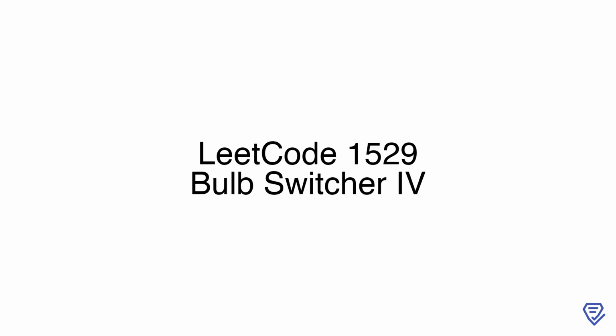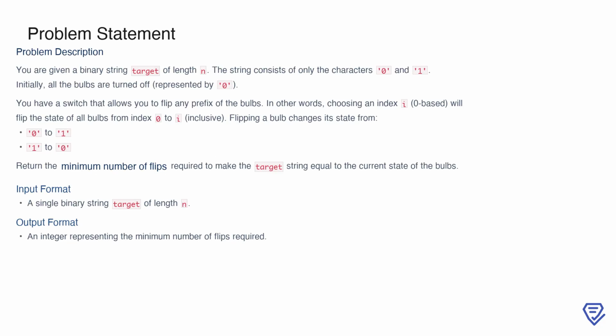Let's get started. The problem introduces a binary string called target, which consists only of the characters 0 and 1. Initially, all bulbs are turned off, which is represented by the string 0. You are given a switch that allows you to flip any prefix of the bulbs. This means that if you choose an index i, all bulbs from index 0 to i will have their states flipped. Flipping a bulb means changing its state. If it's 0, it becomes 1, and if it's 1, it becomes 0.